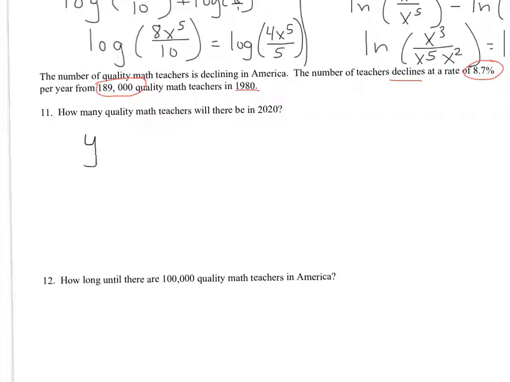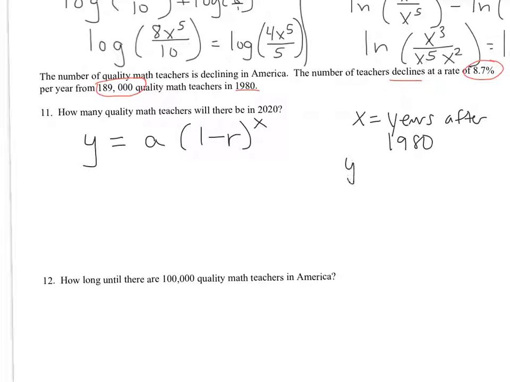So if you remember the generic, this is decay. Y equals A times (1 minus R) to the X. Now in this case, X is going to be years after 1980, because it starts in 1980. And so Y is the number of quality math teachers.